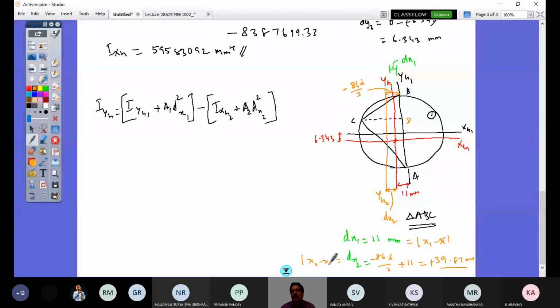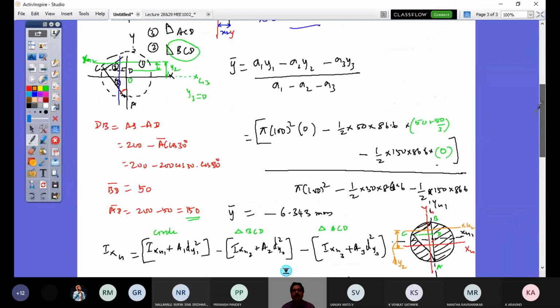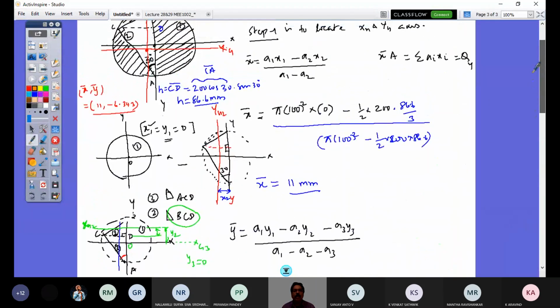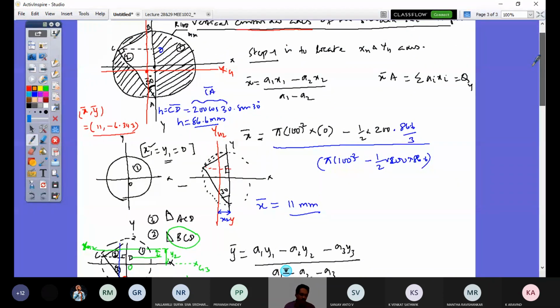So x2 is from this y-axis, minus 86.6, minus of x bar. So x bar, what is that we got? The x bar value, 11 mm. We got 11 mm on the other side. We could have got minus 11 mm, right?